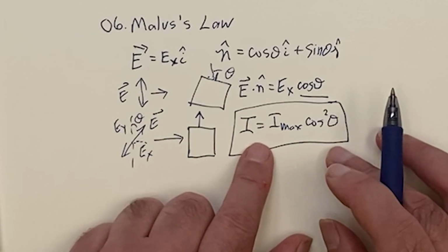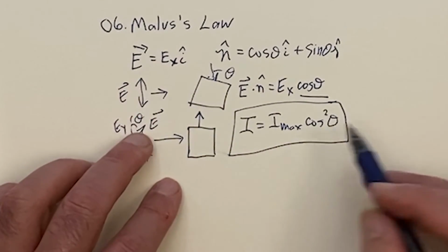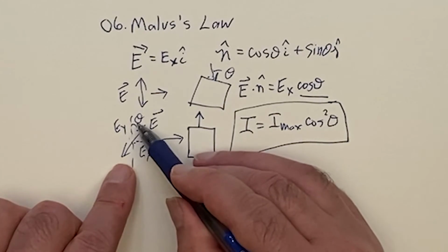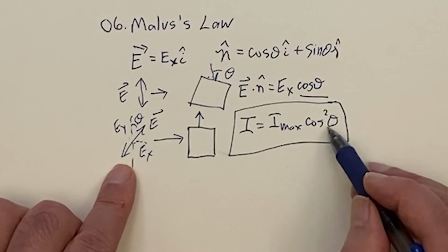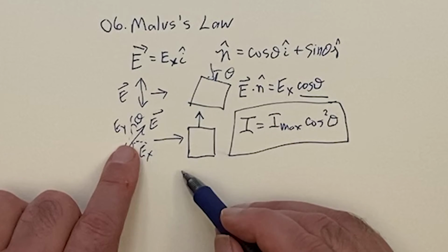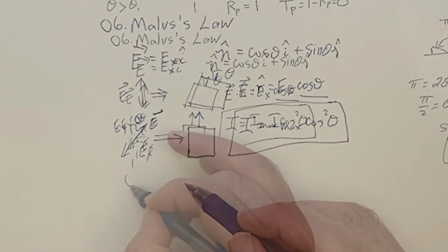Notice how we avoided the Poynting vector and we just used a dot product. And here, if that electric field is lined up, theta is 0, you get the max, cosine 0 is 1. And if theta is 90, we're checking now, then cosine 90 is 0, and that gets wiped out.